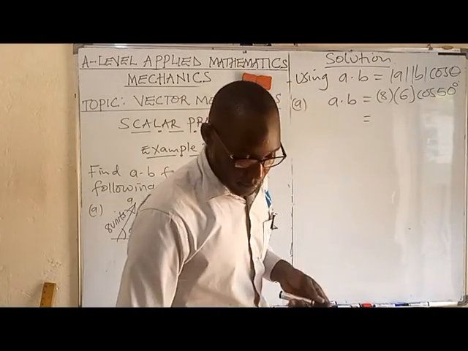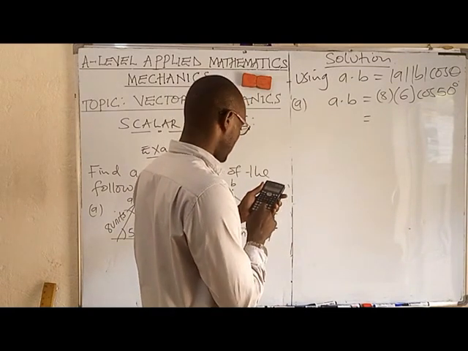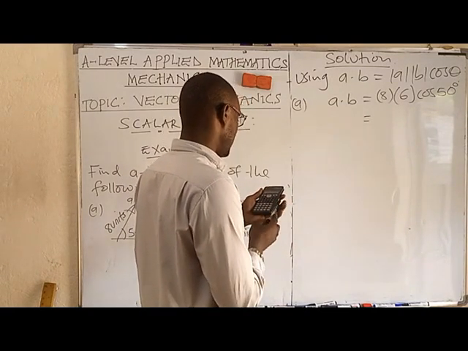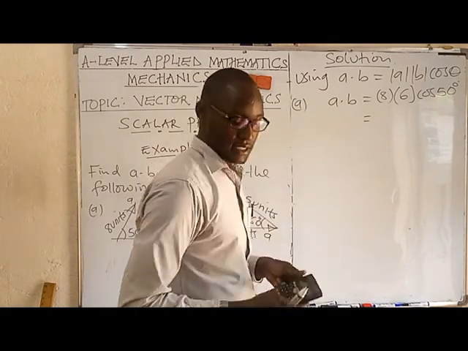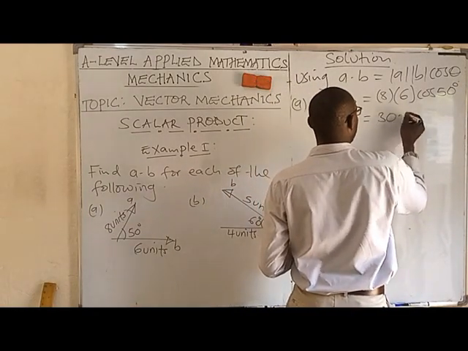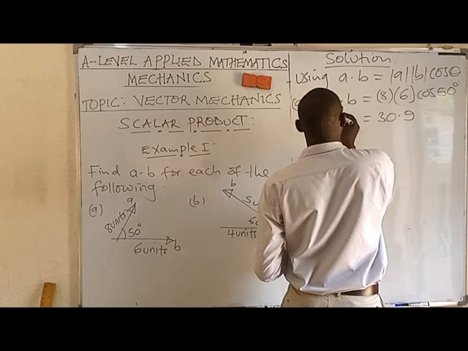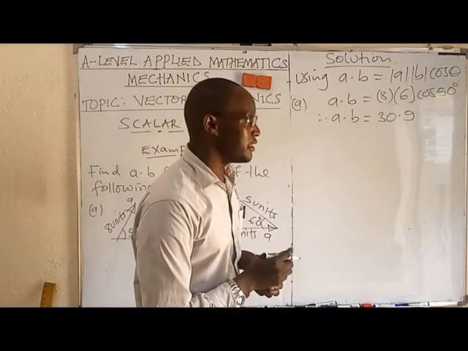So when we multiply, we shall get 8 times 6, then times the cosine of 50. This gives us 30.9. So therefore that is A dot B.